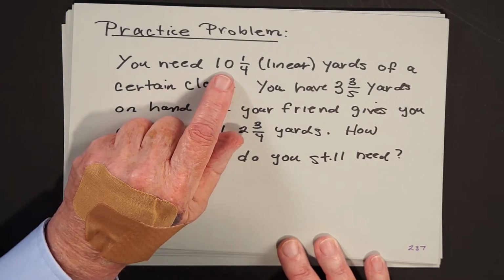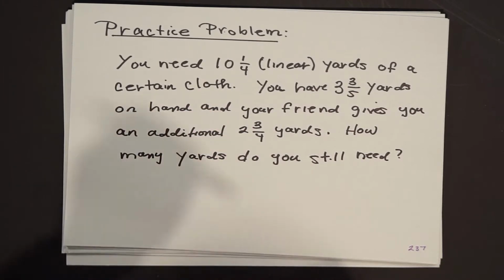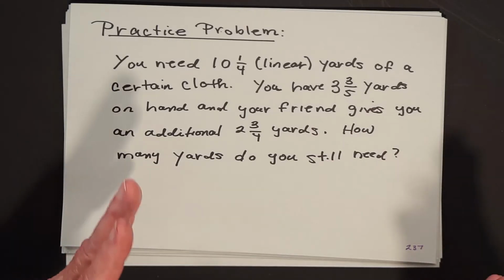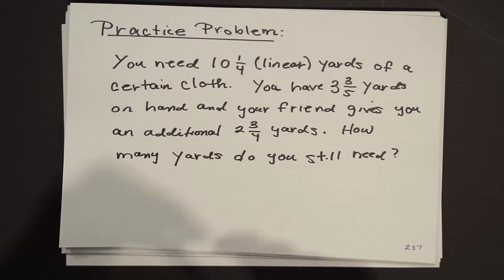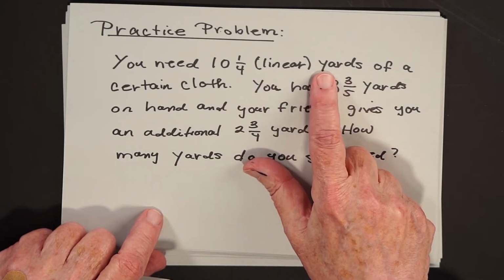The problem says you need 10 1/4 linear yards of a certain cloth. By the way, the reason I put the word linear in here is you don't buy cloth by the yard, there's an area to it. It usually comes in a certain width. So if the standard width, say, is 36 inches, and you say, give me 2 yards, it's 2 yards by 36 inches. So that's what we mean by linear yards. I just put that in to avoid confusion with language.